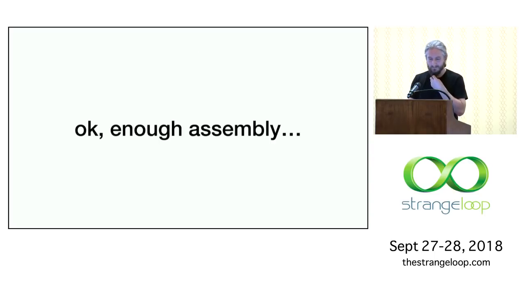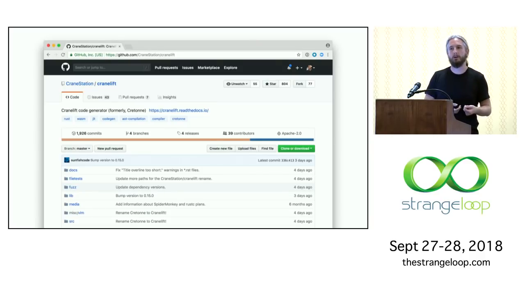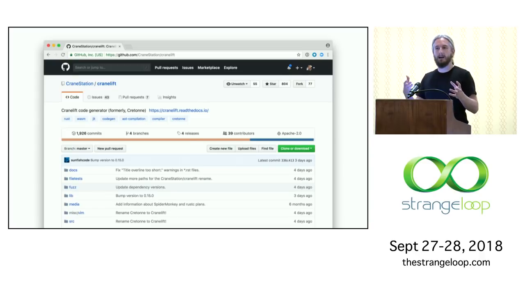Okay, enough assembly, I guess. So how are we doing this at the moment? Well, much of the work of this is actually being done in a project called CraneLift. CraneLift is a project that was started by Mozilla last year with some really great compiler people working on it. It's supposed to be one of the newer JIT engines that are coming out. We're working with them on it because we want to use this for our ahead of time compilation engine.